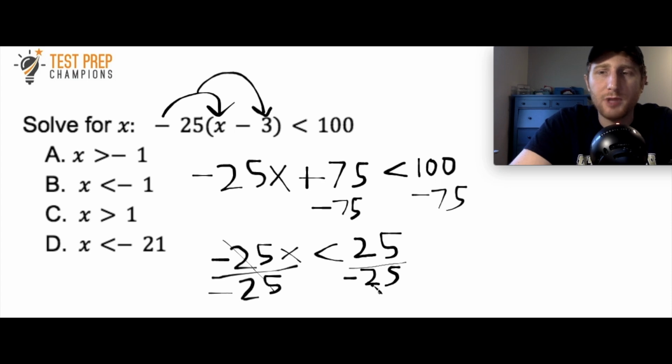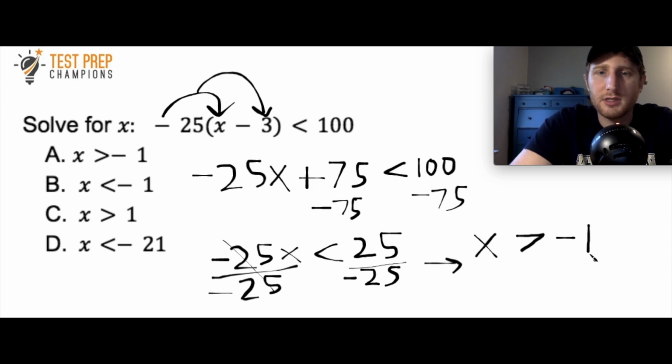All right, but notice how I'm dividing both sides by a negative number. So that means I'm going to have to take this less than sign and flip it around to make it a greater than sign. Okay, so I have x is greater than negative 1.